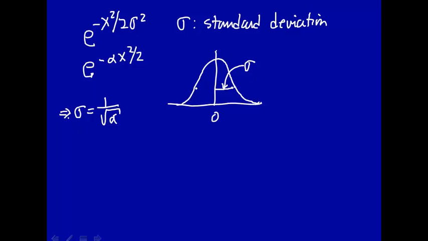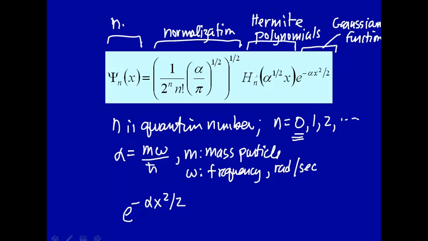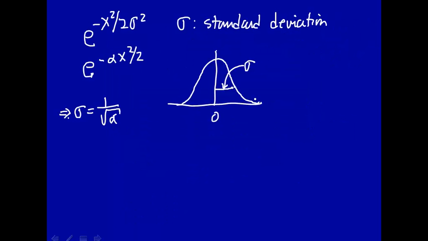So you're taking whatever that Hermite polynomial is, and the normalization constant, and then multiplying it by this envelope. That's what that Gaussian part does.